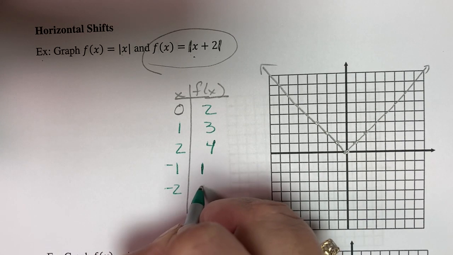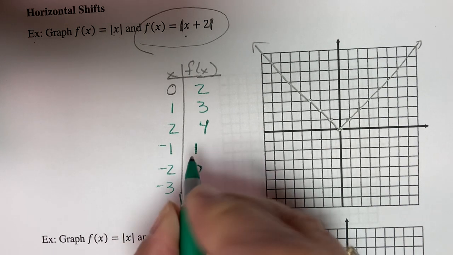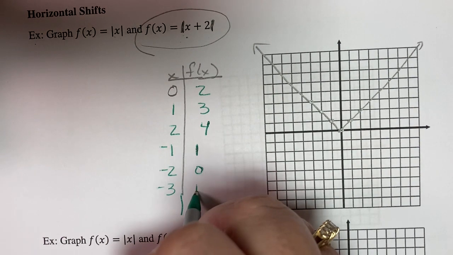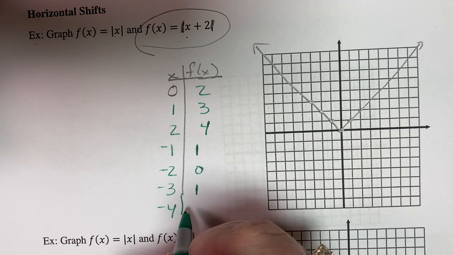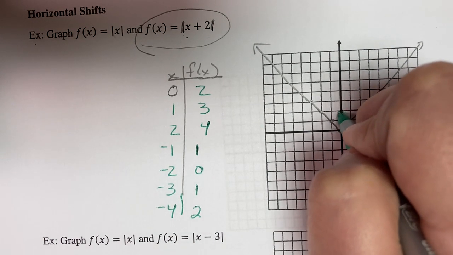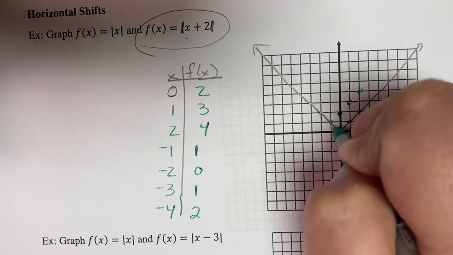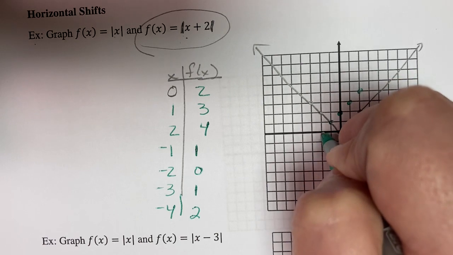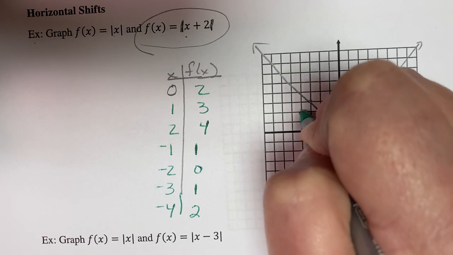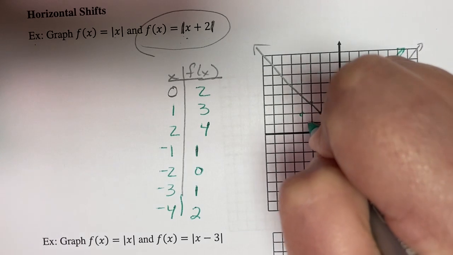Plugging in negative 2, I'm going to get 0. Plugging in negative 3, I'm going to get, okay, now look, negative 3 plus 2 is negative 1, but that makes it a positive 1. Let's go one more. Negative 4 is going to give me a positive 2. So let's plot those points. 0, 2, 1, 3, 2, 4, negative 1, 1, negative 2, 0, negative 3, 1, and negative 4, 2. Does everybody see that this is what that graph looks like?